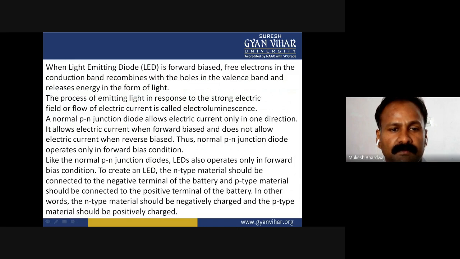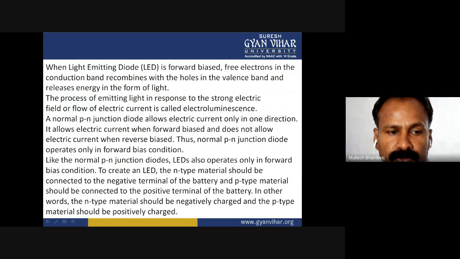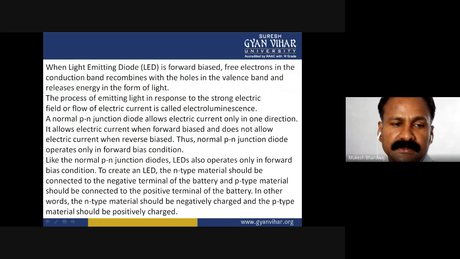A normal PN junction diode allows electric current only in one direction. It allows electric current when forward biased and does not allow electric current when reverse biased. The normal PN junction diode operates only in forward bias condition. Like the normal PN junction diode, LEDs also operate only in forward bias condition. So to create an LED, the N-type material should be connected to the negative terminal of the battery, and the P-type material should be connected to the positive terminal of the battery. In other words, the N-type material should be negatively charged and the P-type material should be positively charged.